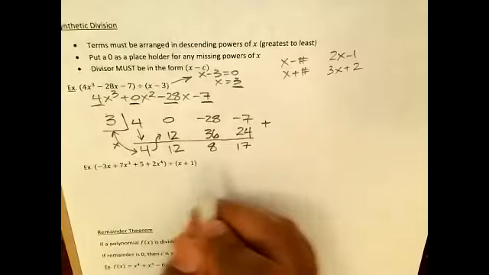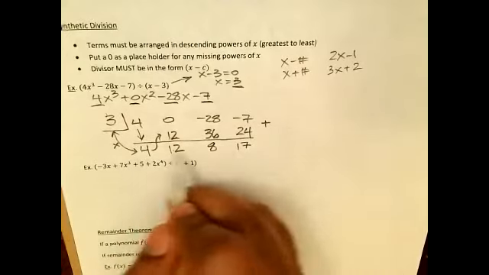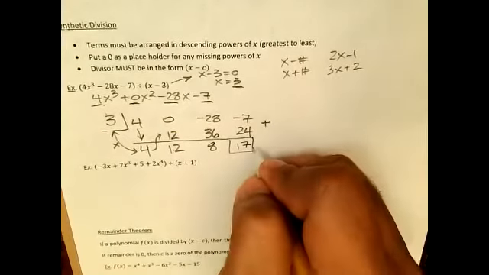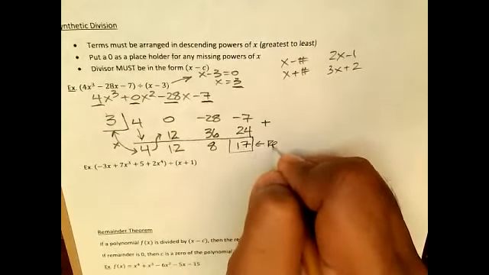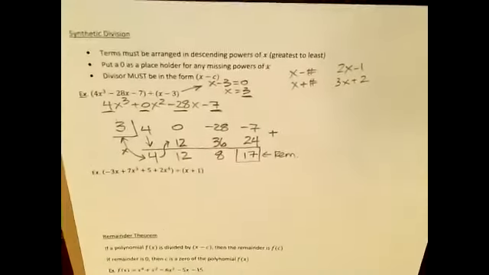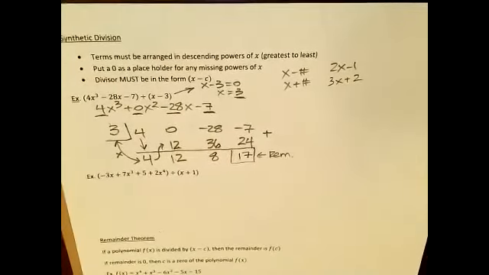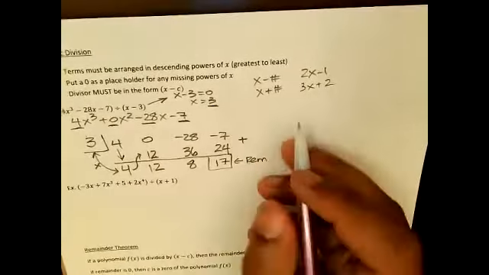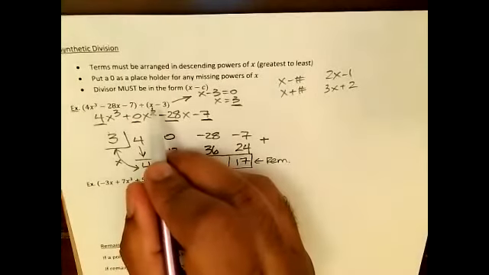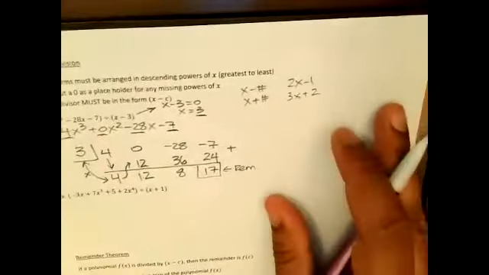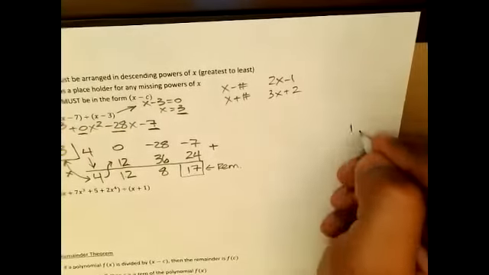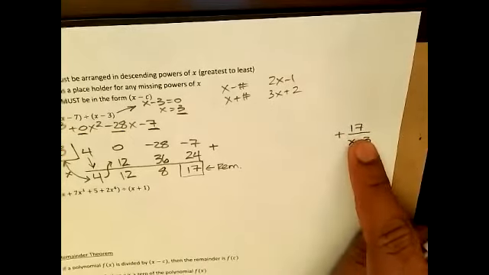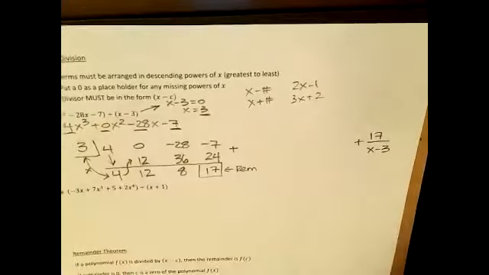Now, with the numbers that I've gotten here, the very last number, the 17 in this case, is always your remainder. So if you remember, when we write down our answer, we have to put the remainder over the divisor. So when I write down my answer, the 17 will have to go over the divisor. The original divisor was x minus 3, so at the end I'm going to have 17 over x minus 3.